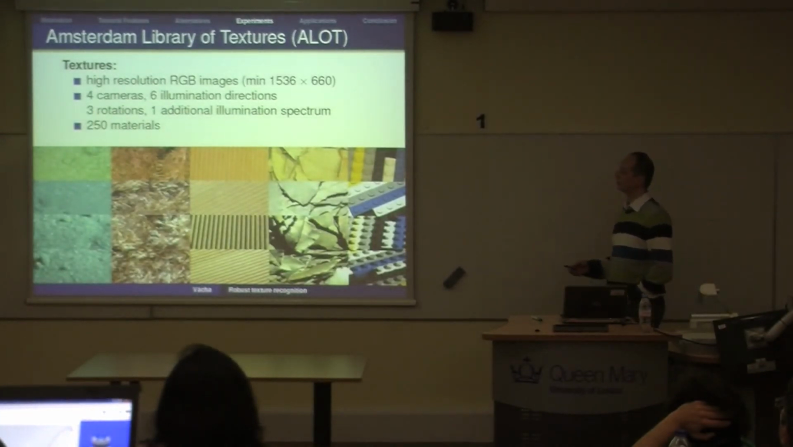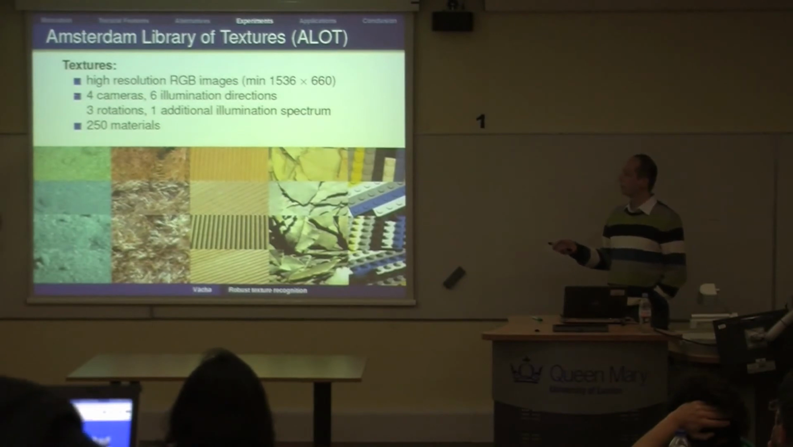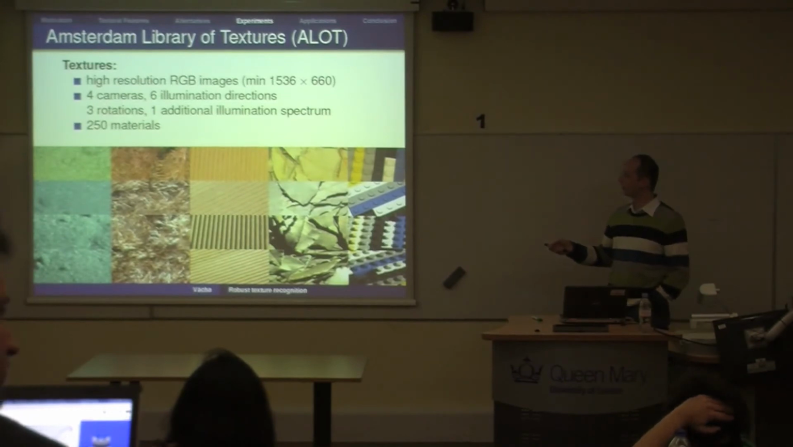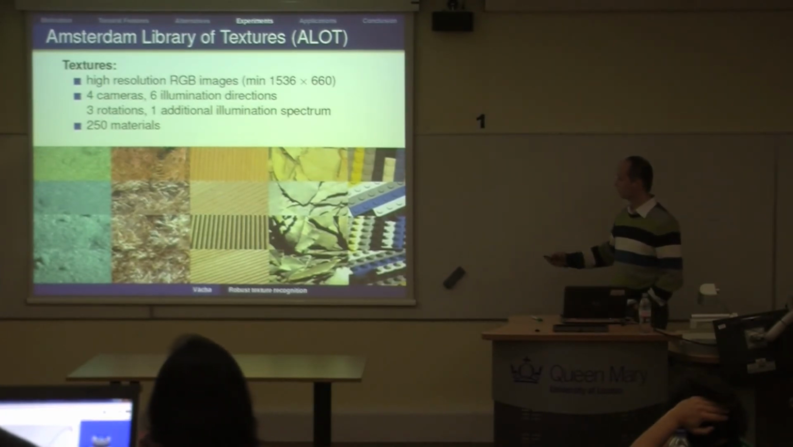The last result I will talk about is on the Amsterdam Library of Textures. This is currently the best database of textures. So if you would like to do any work on textures, I would recommend this database, because it has color, high resolution images acquired by 4 different cameras, 6 illumination directions. Also the rotation of material is included, and 1 additional different spectrum. And more importantly, it has more than 200 different materials. And as you see, it has micro textures, kind of macro textures.